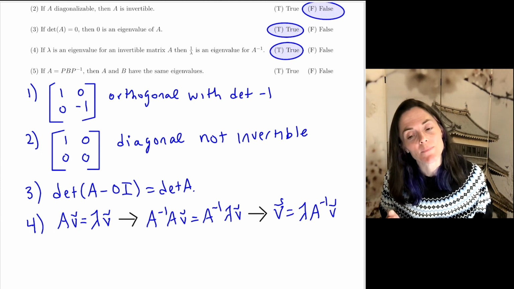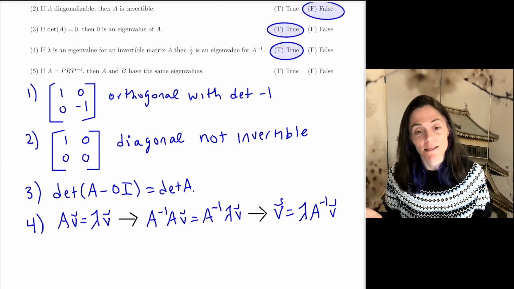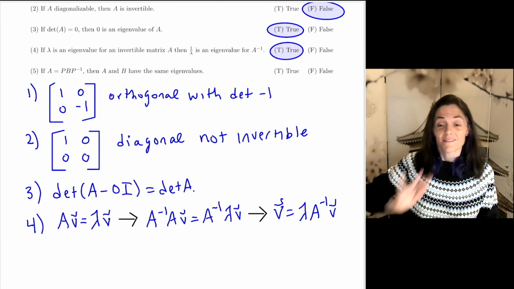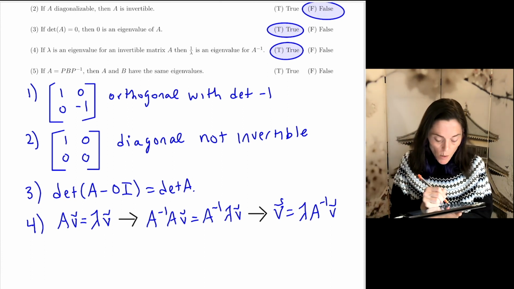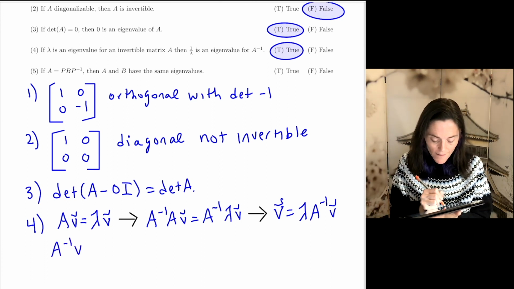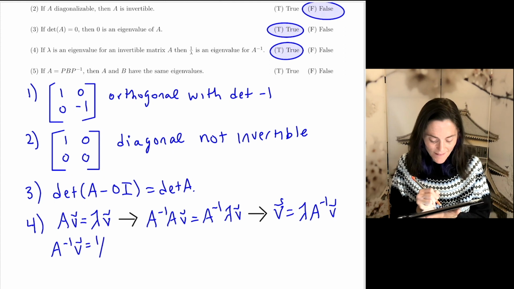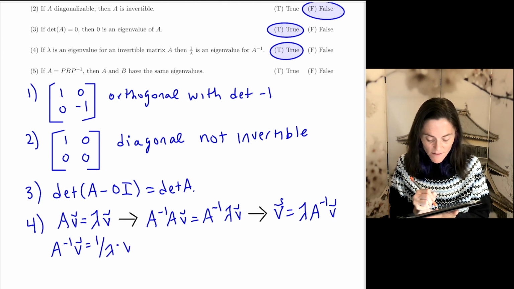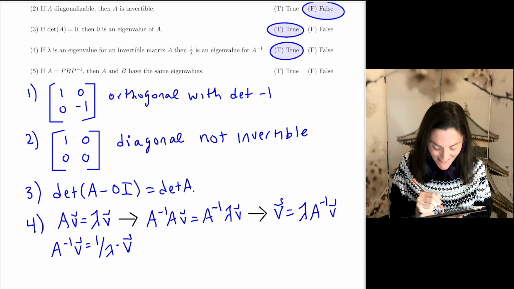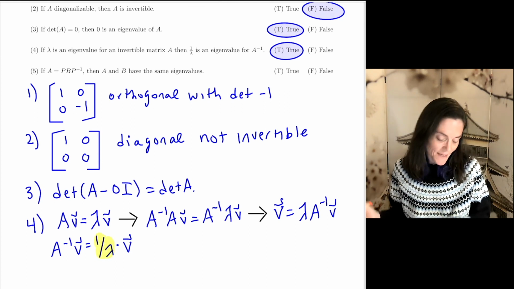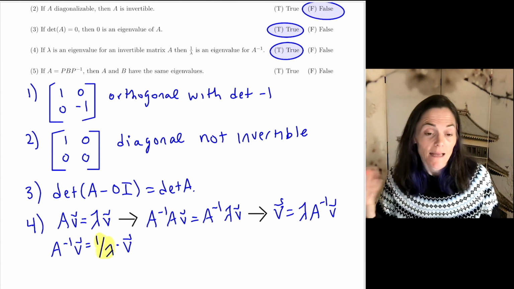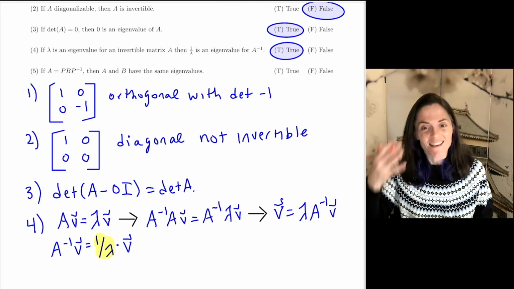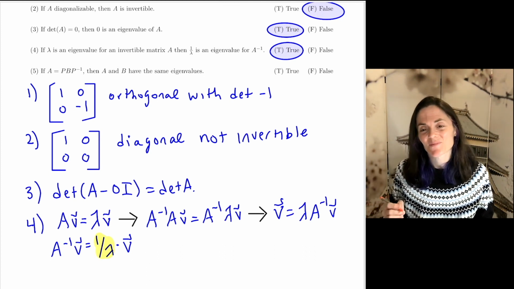Now you see A is invertible, so lambda is not 0. And so we can divide by lambda. We get that A inverse V is 1 over lambda times vector V. And this says precisely that 1 over lambda is an eigenvalue for A inverse. In fact, it says that this V is also the eigenvector.